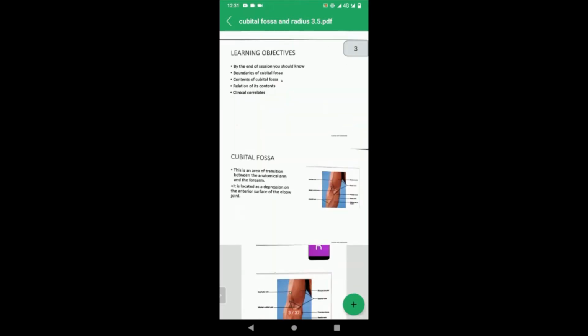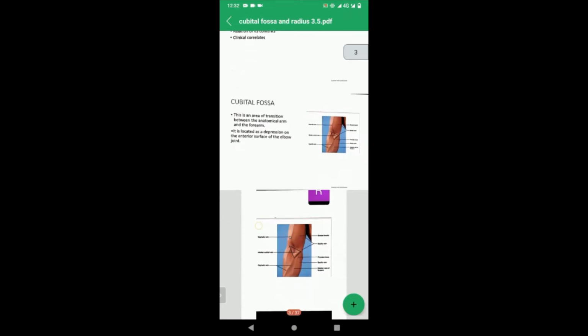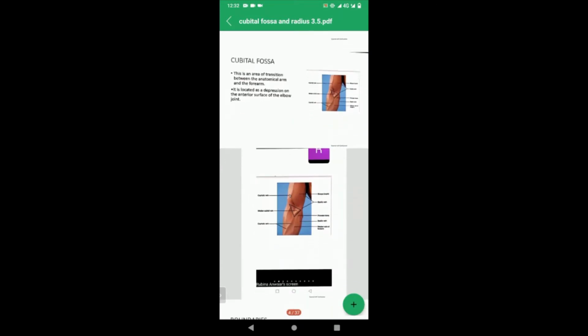Here you can see the learning objectives. By the end of the session, you should know the boundaries of the cubital fossa, the contents of the cubital fossa, the relations present on the contents, and the clinical aspects of the cubital fossa.